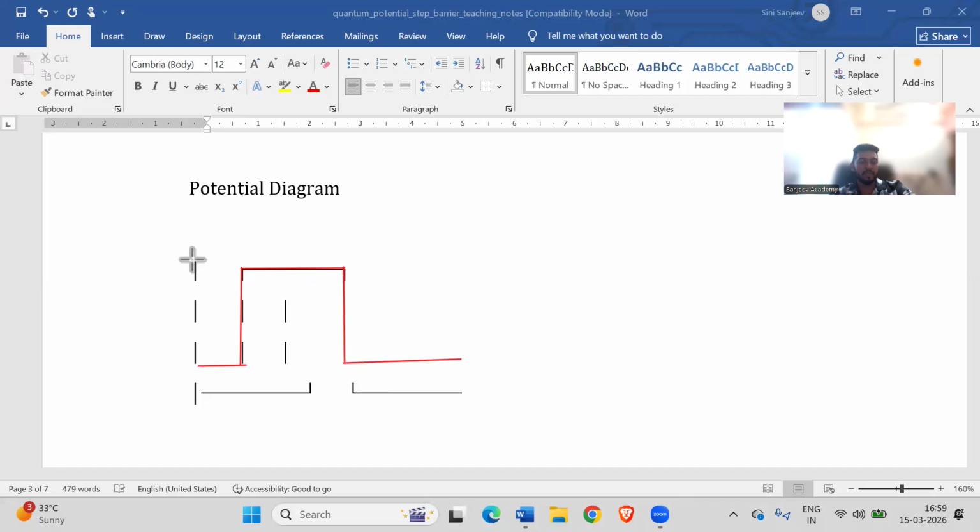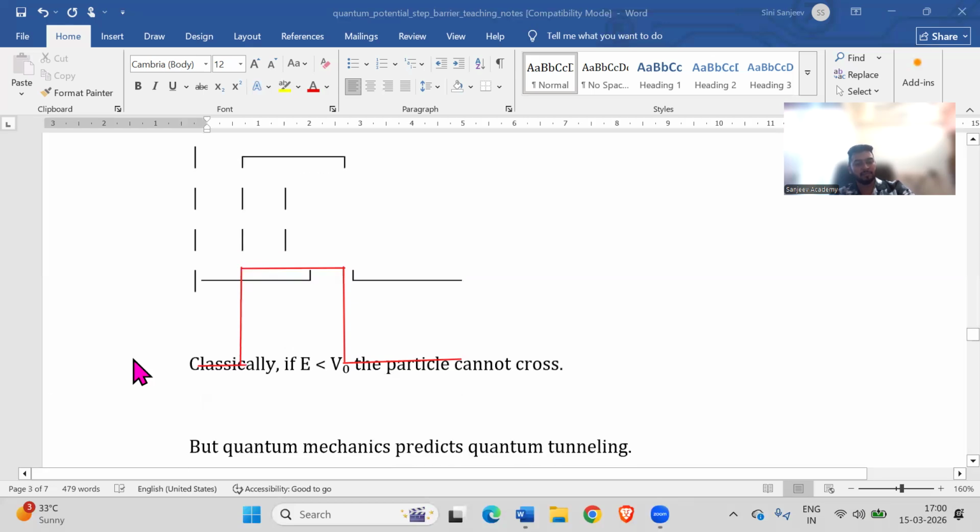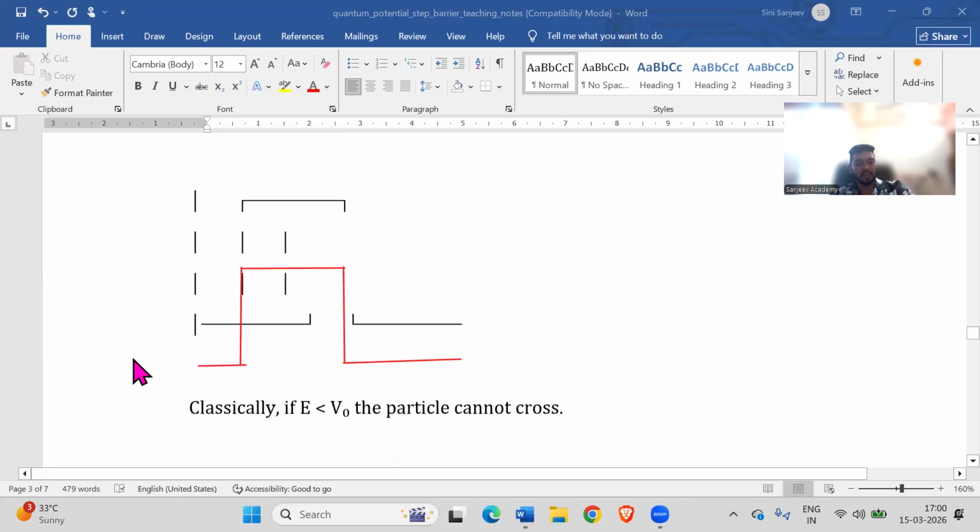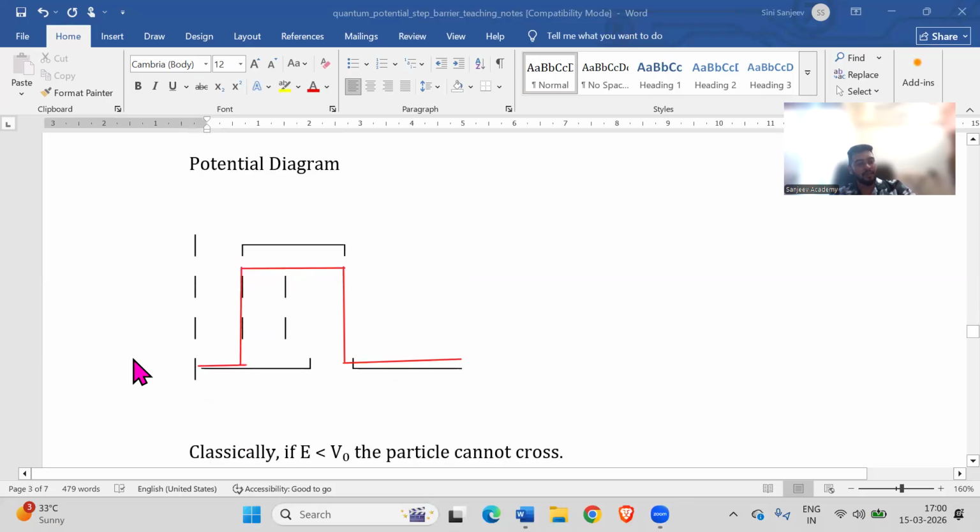And this is the potential. So the barrier has got a finite width. Now classically, they tell us E less than V naught. If E is less than V naught, the particle cannot cross.